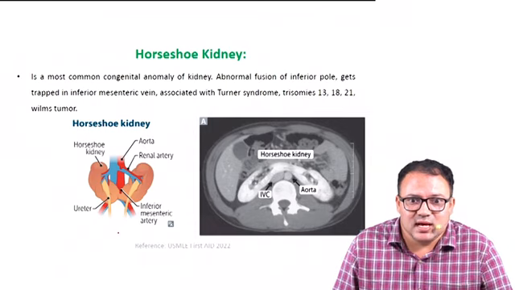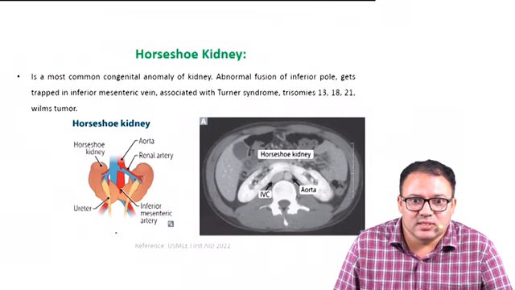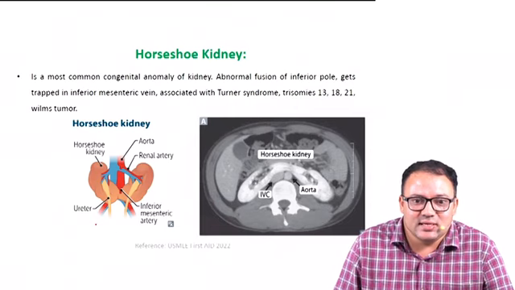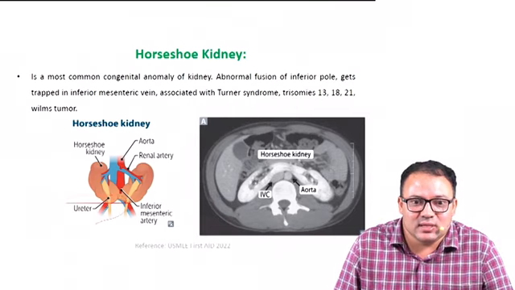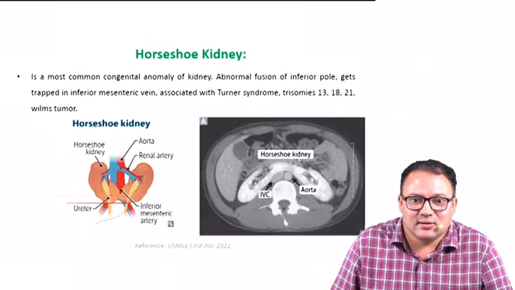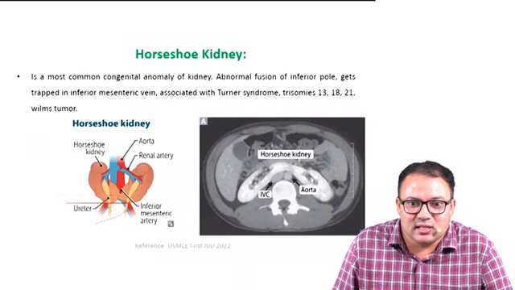So what happens is that the inferior mesenteric artery traps the lower poles of the kidney, and the fusion of the lower pole of the kidney takes place, and it gives the shape of a horseshoe. So people call it horseshoe shaped kidney. As you can see in the figures, the inferior pole of the kidney is fused. Here in the CT scan also you can see this is the inferior vena cava, this is the horseshoe shaped kidney.